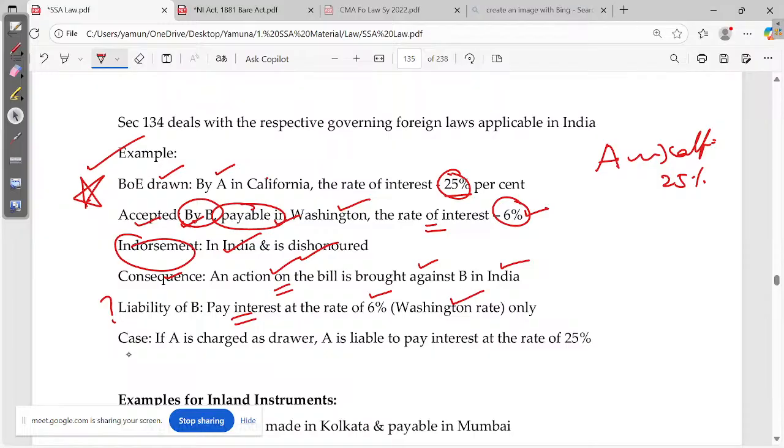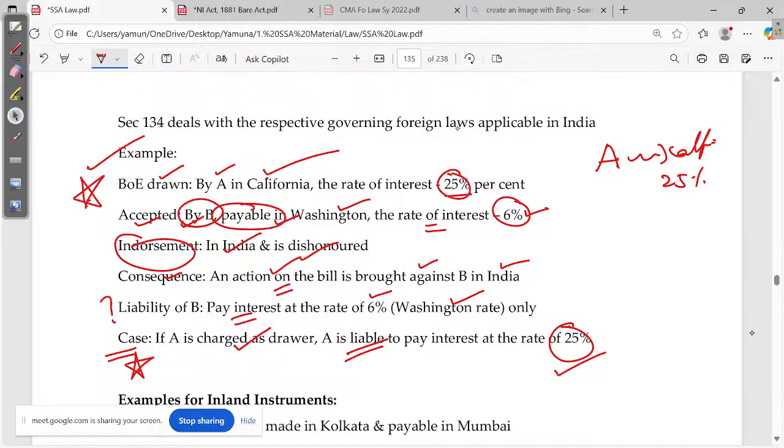Please highlight this point. If A is charged as a drawer, if any case is filed against A, then from A's point of view, he is in California, so he will be paying the interest of 25%. When drawing or accepting a negotiable instrument, you can do it where the rate of interest is lower. See, it's not fraud or cheating, you can do it.